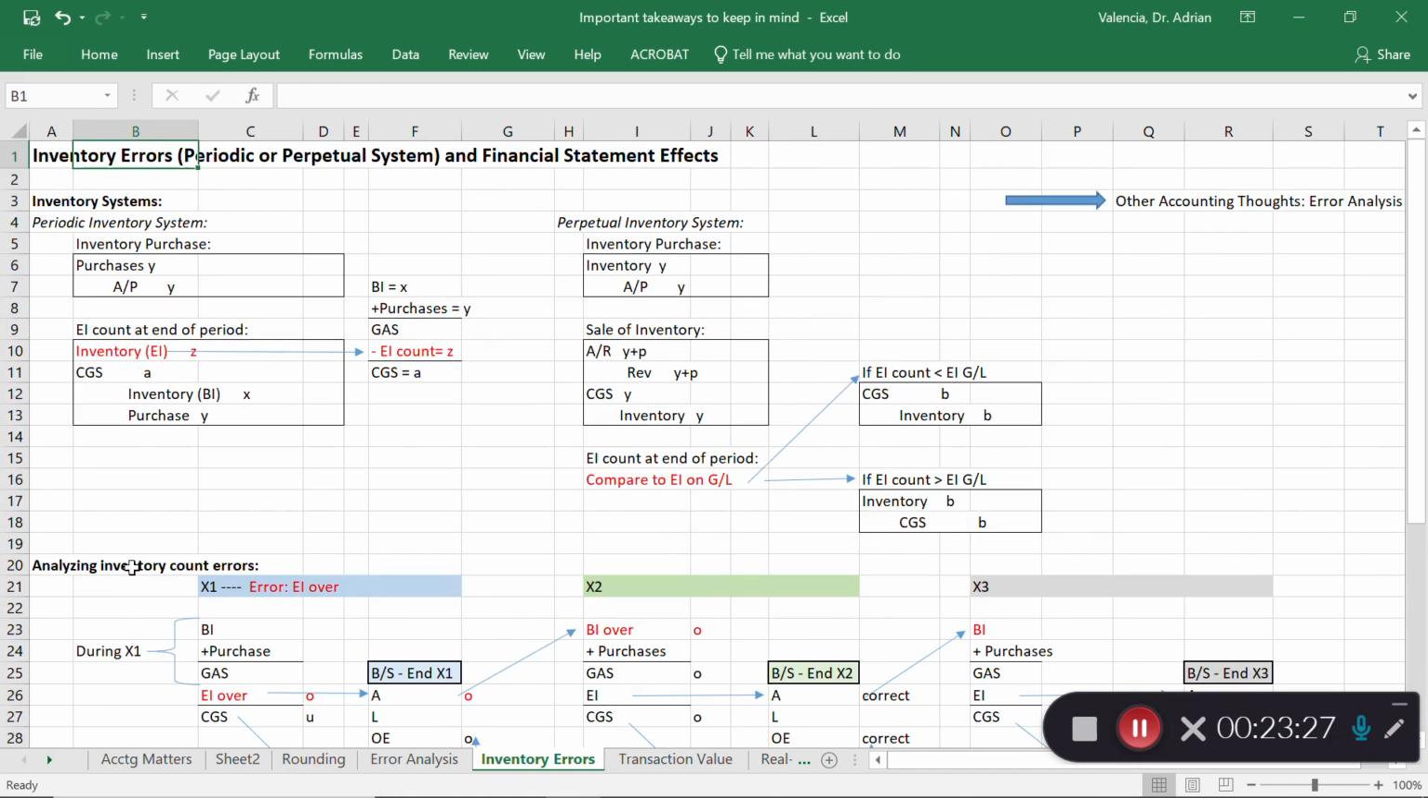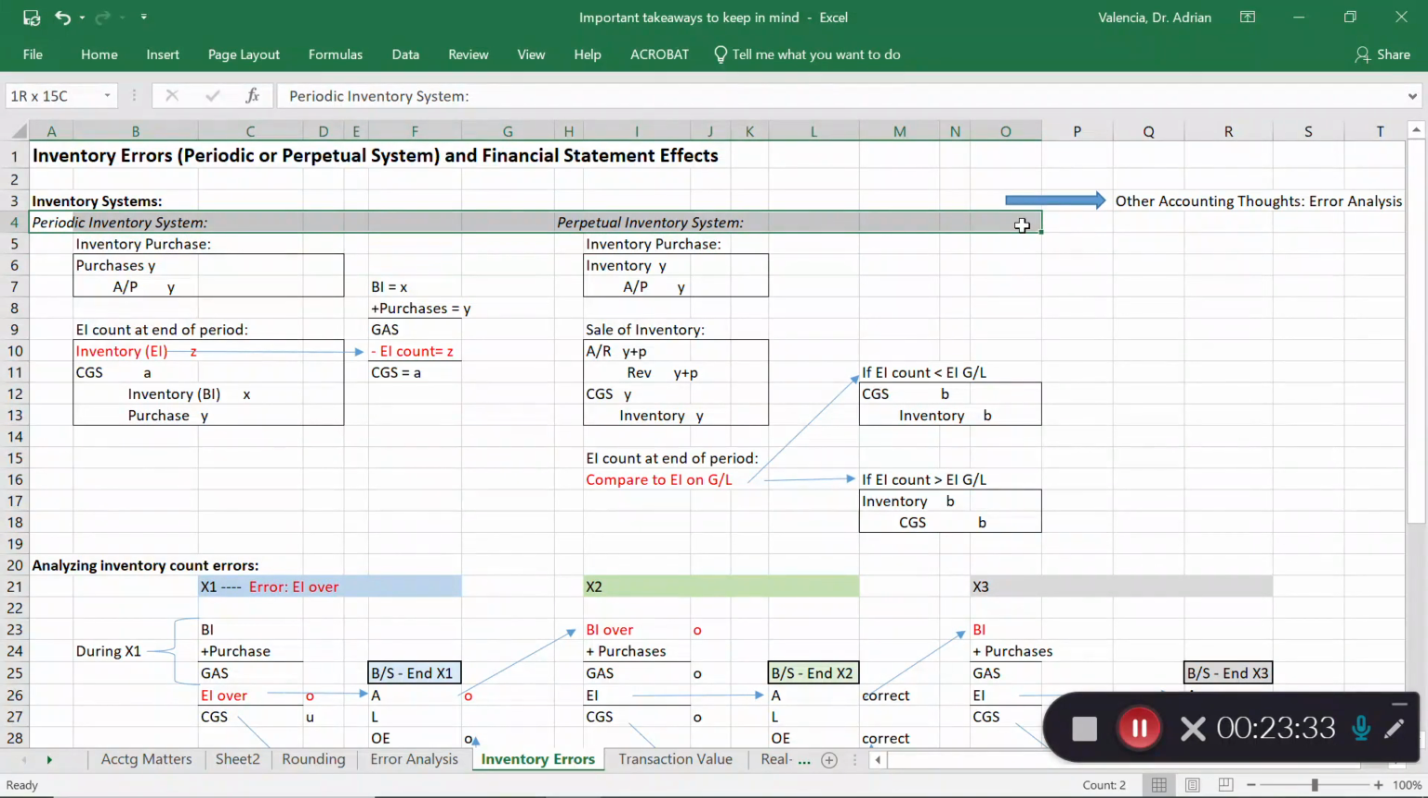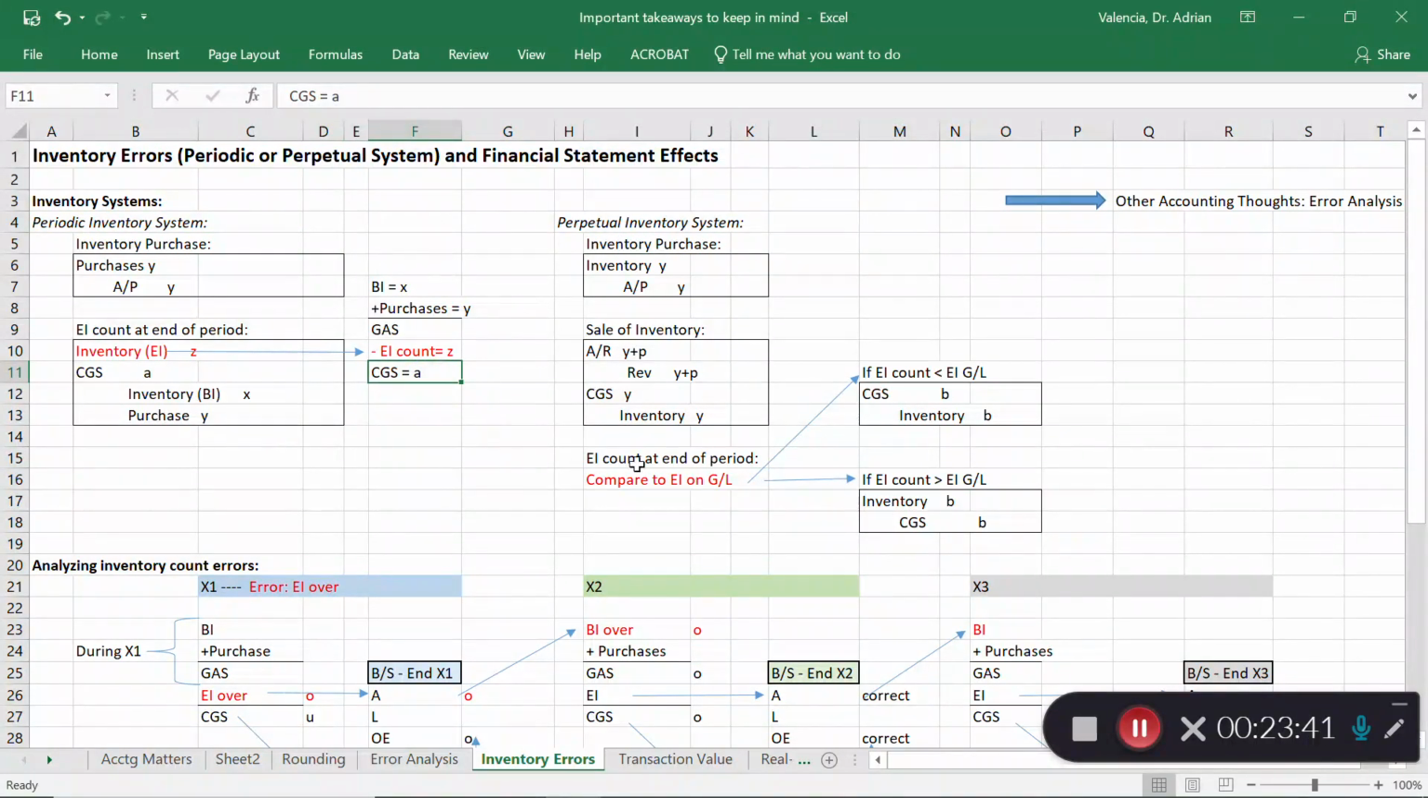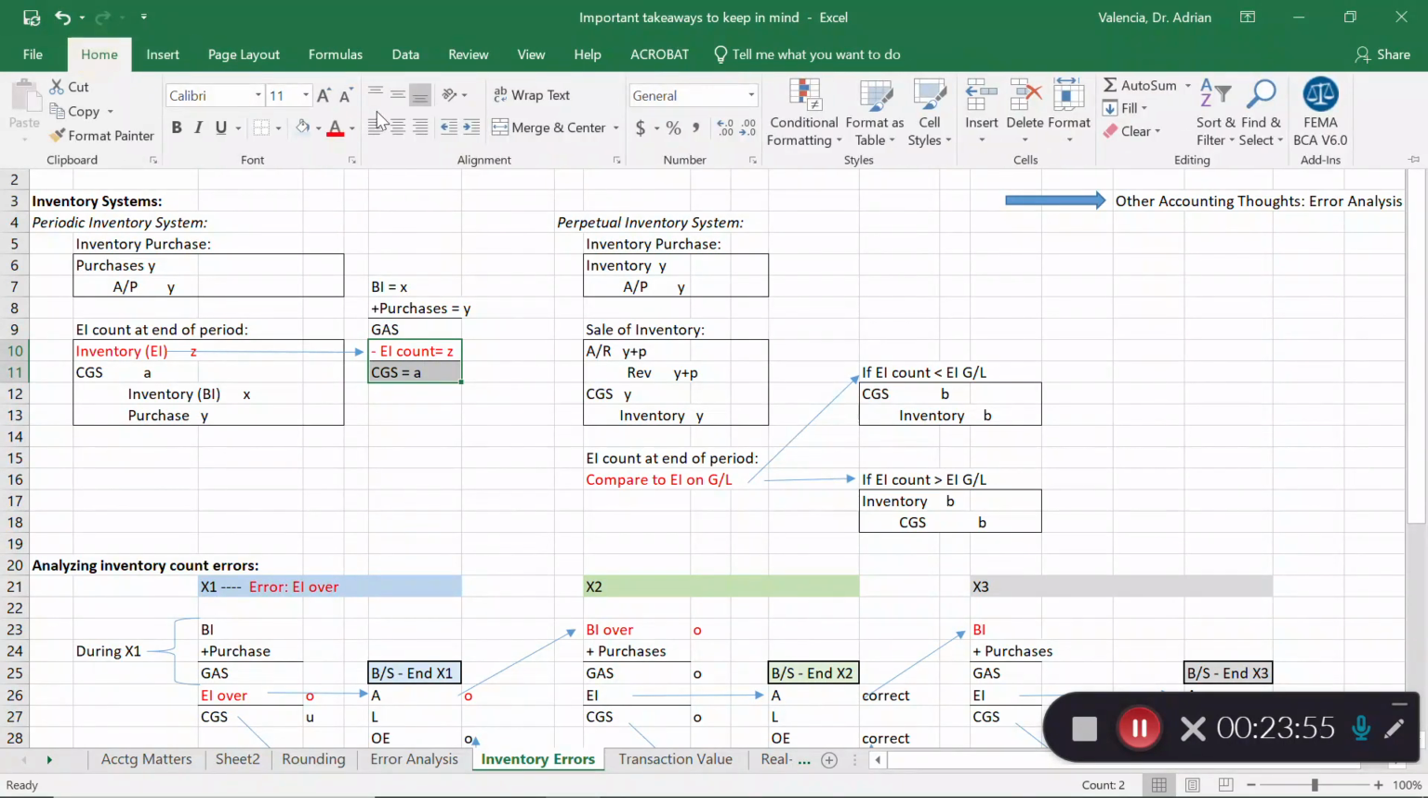And just quickly, notice how important it is to understand that it doesn't matter whether it's a periodic or perpetual inventory system. Either way, if you make an error, you're going to be overstating or understating cost of goods sold. Okay, this is an error. Let's say that this is an error, right? I'm overstating or understating cost of goods sold, or I'm overstating or understating ending inventory. So it affects these areas right here. Let me put it in yellow. That might help.